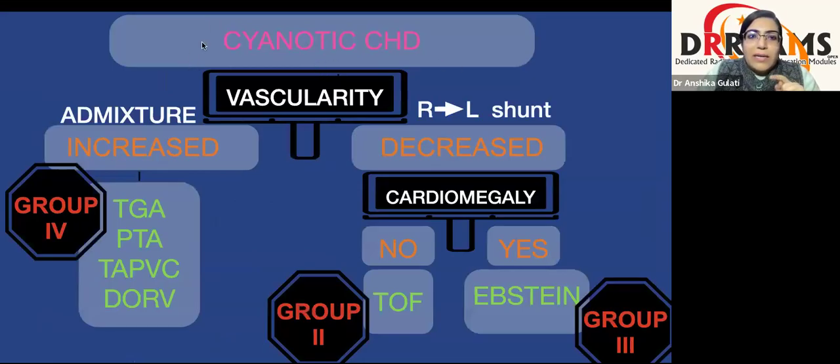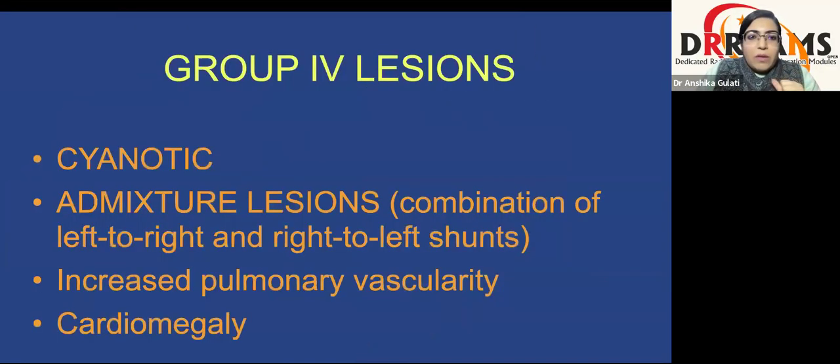These are again cyanotic heart diseases with increased pulmonary vascularity because of mixing of the pulmonary and systemic blood flow. And there are four major disease categories: TGA, persistent truncus arteriosus, TAPVC, and DORV. We'll see them one by one. So, cyanotic heart diseases, admixture lesions with increased pulmonary vascularity and cardiomegaly.